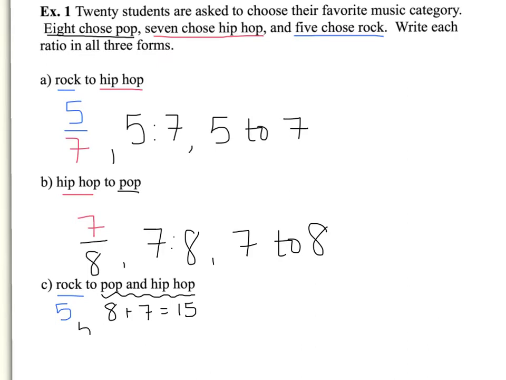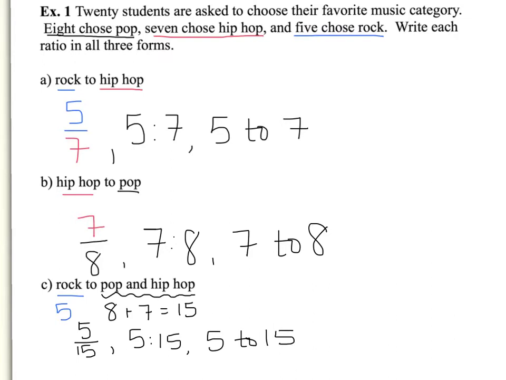Let's write it in three different ways: 5 over 15, 5 to 15, and 5:15. That's how you set up ratios in all three ways.